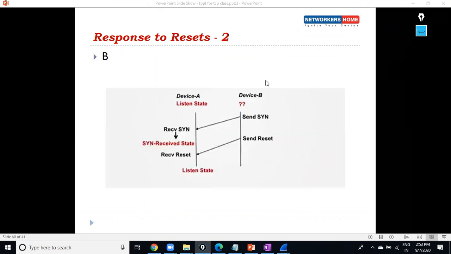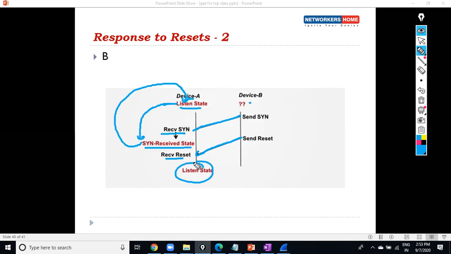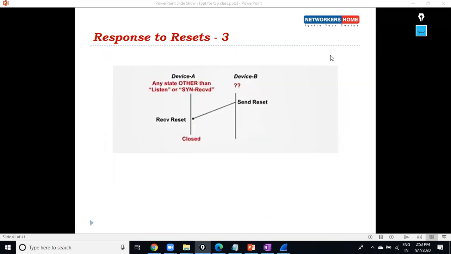Okay, so these are some scenarios which I have made here. You can see device A in listen state, device B sends sync, receives the sync. Okay, after that, sync received state, now send reset here, receive the reset, and directly I'll come back. First of all, I came from listen to sync received, and now from sync received I go back again into listen state. Okay, so these are the type of things.